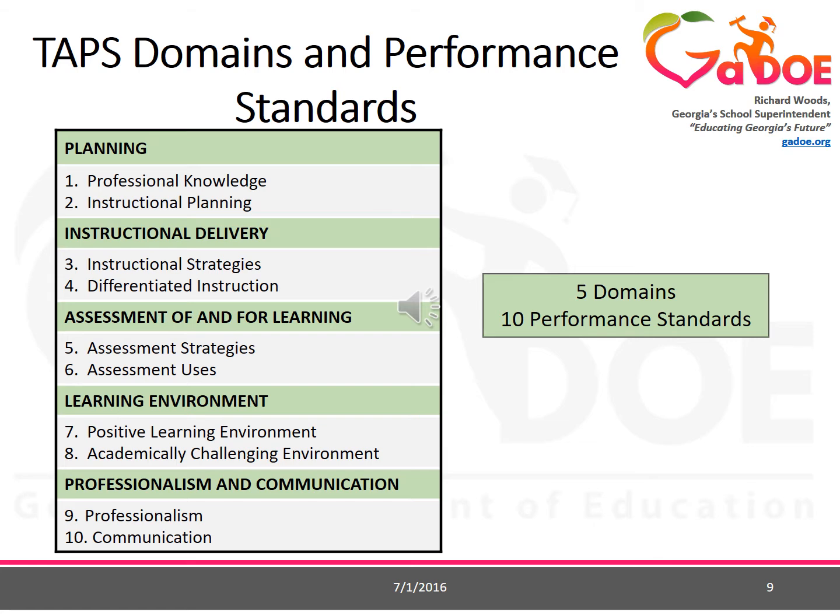The 5 domains are planning, instructional delivery, assessment of and for learning, learning environment, and professionalism and communication. The 10 performance standards are professional knowledge and instructional planning under the planning domain, instructional strategies and differentiated instruction under the instructional delivery domain, assessment strategies and assessment uses under the assessment of and for learning domain, positive learning environment and academically challenging environment under the learning environment domain, and finally, professionalism and communication under the professionalism and communication domain.